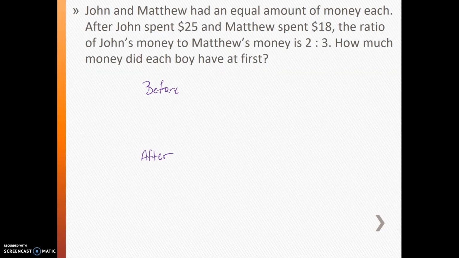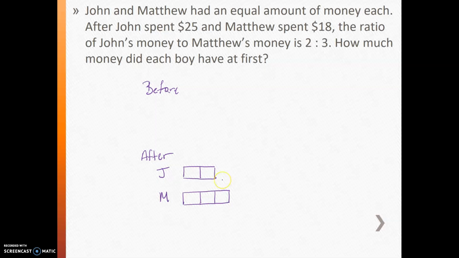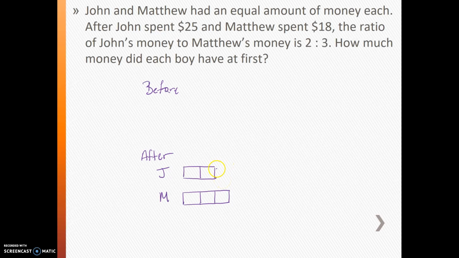So let's do this. We're going to start by modeling our after situation. All right, so we've got John to Matthew. John has 2 units, and Matthew has 3 units. Okay, now here's the deal, right? Remember that they spent some money to get to that ratio? And remember that at first they had an equal amount of money, right? So let's draw their bar models like that.